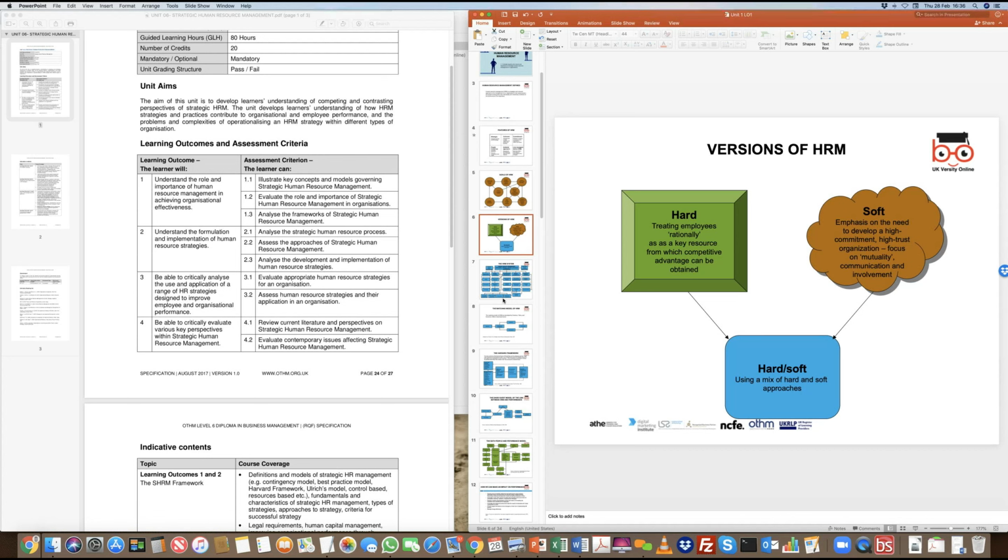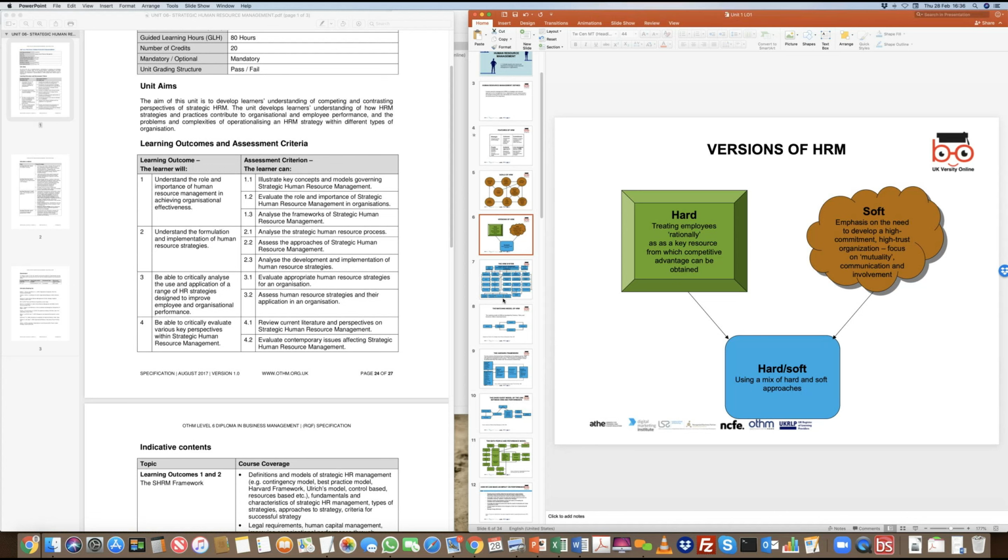When you look at soft HRM, they emphasize more the development of employees. They want high commitment, but you are treated as one of the resources. You are replaceable in the organization. The business will treat you as one of the resources doing a function, but that does not mean that your nature of work or your position in the organization is guaranteed. So they say, if you're not performing well, you can be chucked out, you can be made redundant.